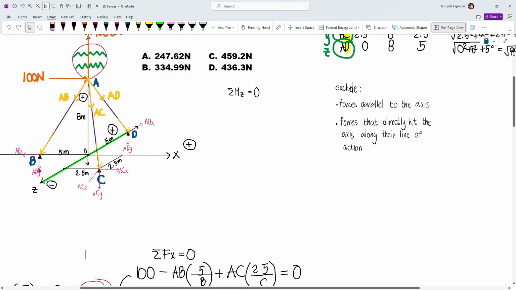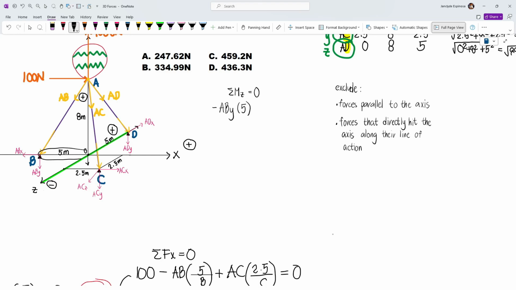Now for ABY, since it has a moment arm up to the Z-axis, which is 5 meters, we'll be including that one. If this is our moment center, and we apply this load, then our figure will rotate counterclockwise. So this is going to cause a negative moment. So minus ABY, multiplied by the moment arm of 5 meters, which is this perpendicular distance. Again, this forms a 90-degree angle.